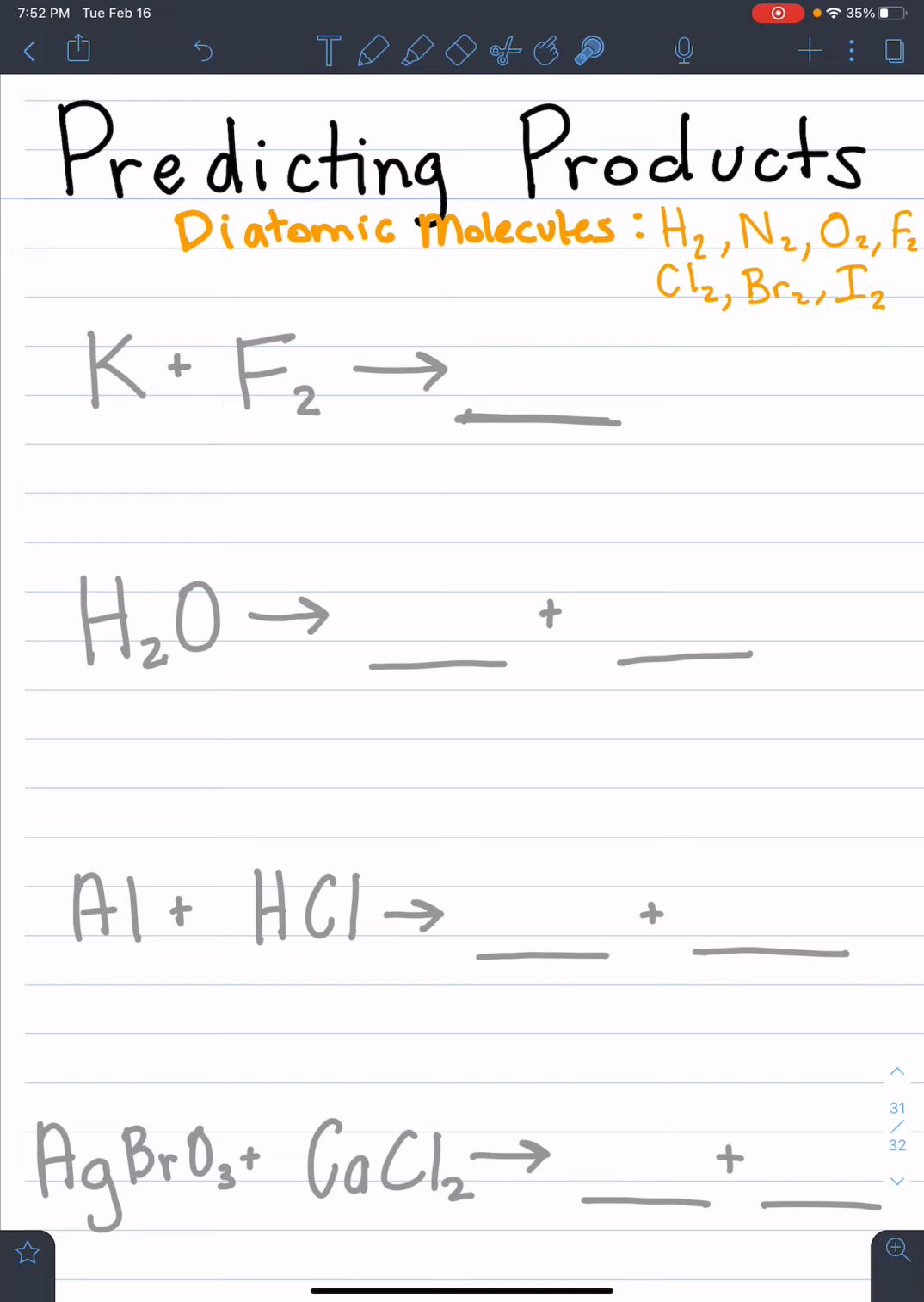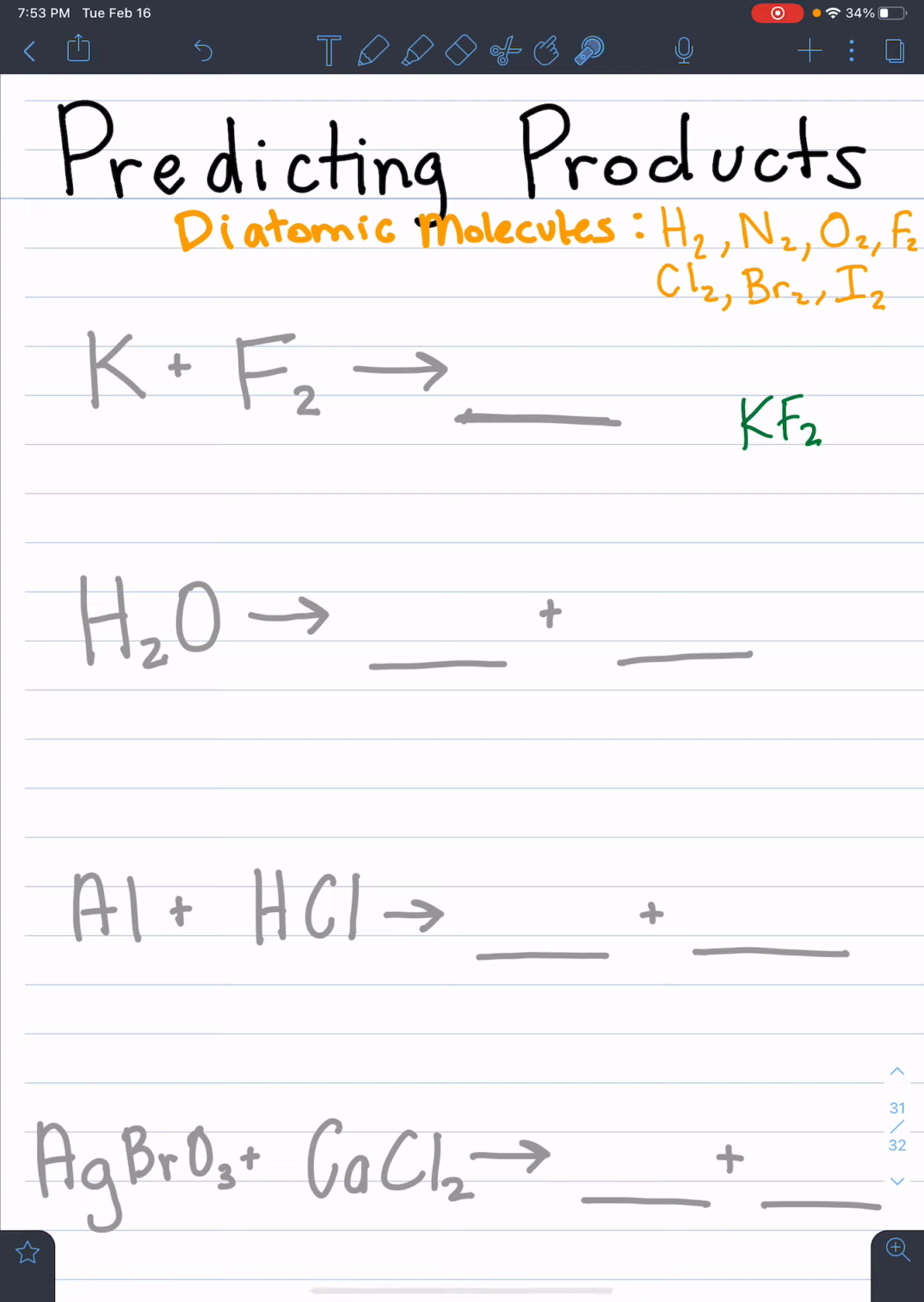So you'll notice in this first equation we have K plus F2, and then we left the space blank. So on your test, there will be some where I give you the whole equation and you balance it. But there will be some where I just give you the reactants, and you're going to have to tell me the products and then balance your equation. So I might take a second and have you think about what product would you imagine would come from K and F2.